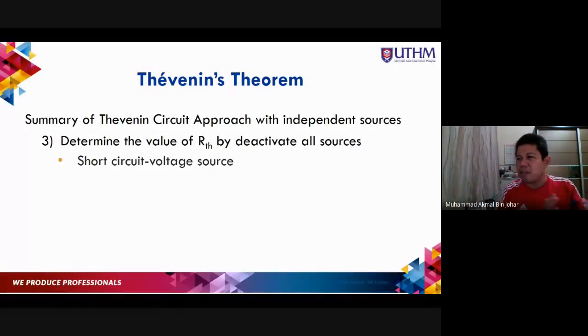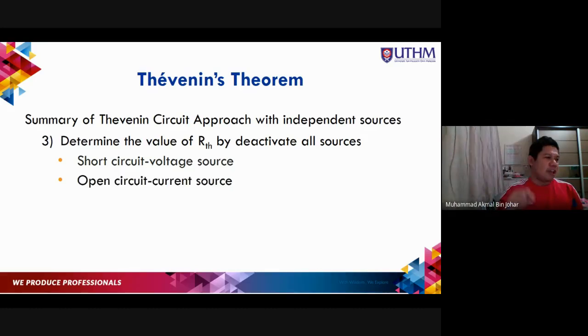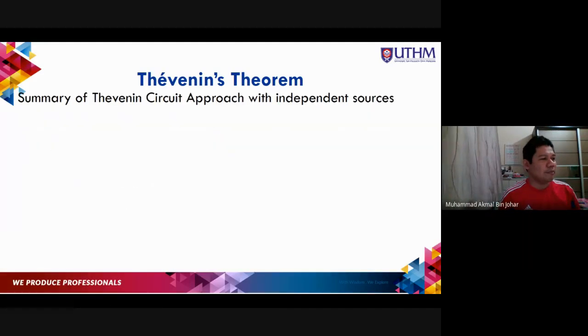This is slightly different compared to the previous technique, the superposition technique. In superposition, you deactivate them one by one. But in the Thevenin theorem, when you want to calculate R Thevenin, you need to deactivate all sources at one time. If you have a voltage source, you change it to a short circuit. If you have a current source, you change it into an open circuit, all at one time. So what is left in the circuit is only resistors, wires, connections, or open circuit situations. I want you to really remember that.